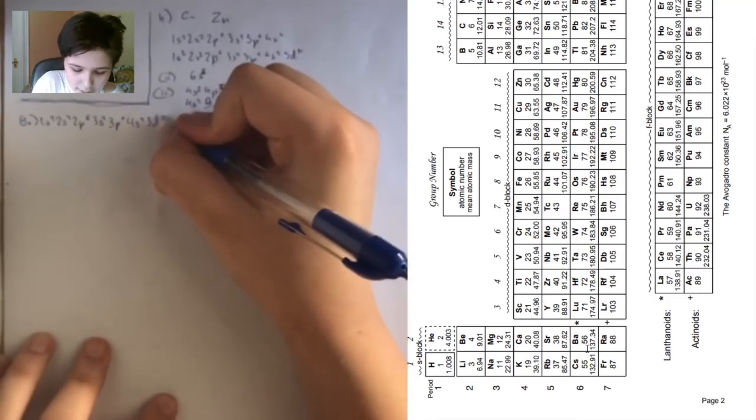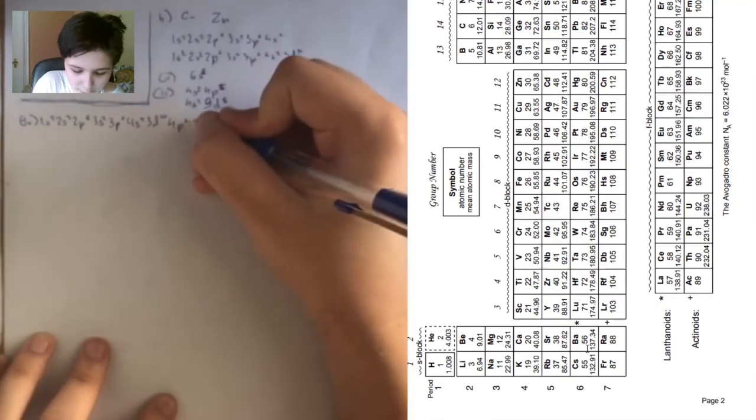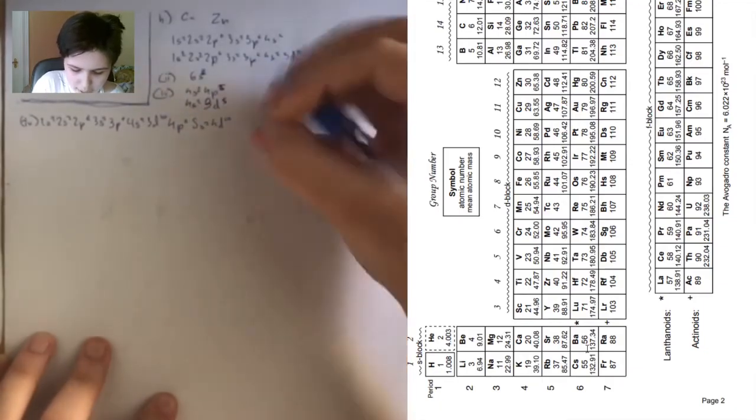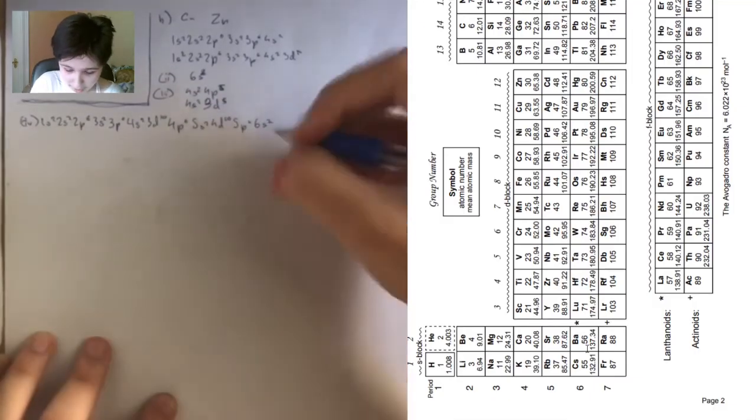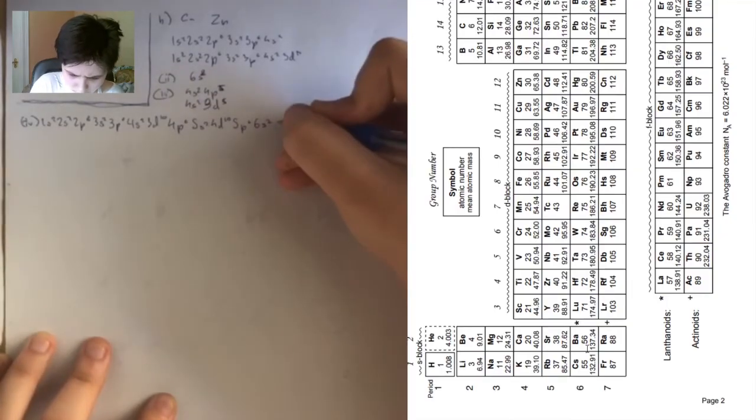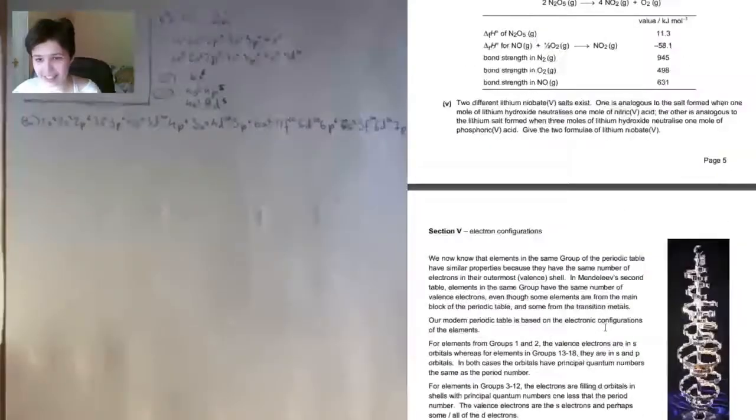4s2, 3d10, 4p6, 5s2, 4d10, 5p6, 6s2, and now we get the f, so that's going to be 4f14, 5d10, 6p6, 7s2, damn it, 5f14, 6d10, 7p6. Yay!